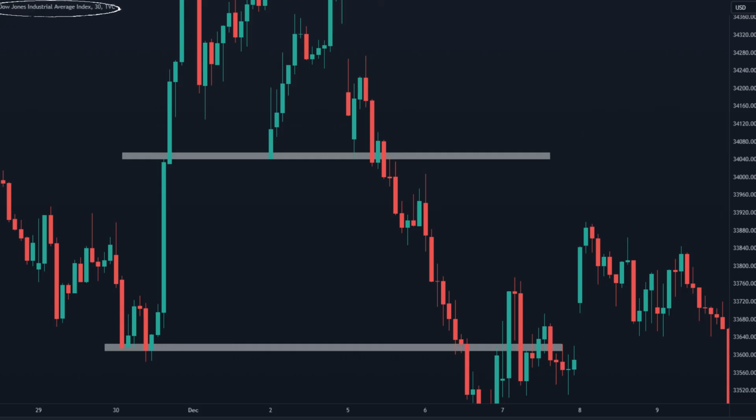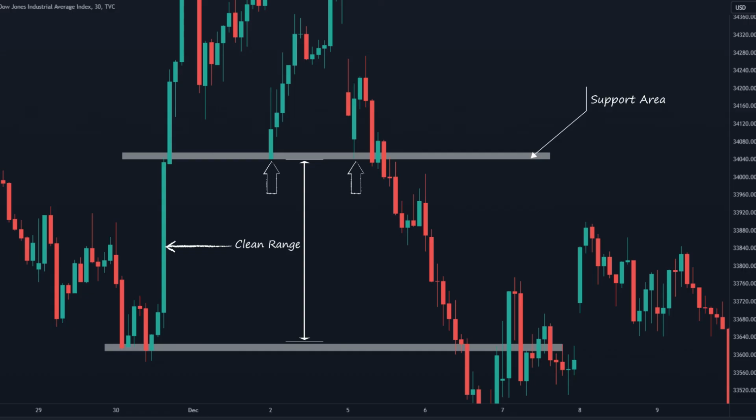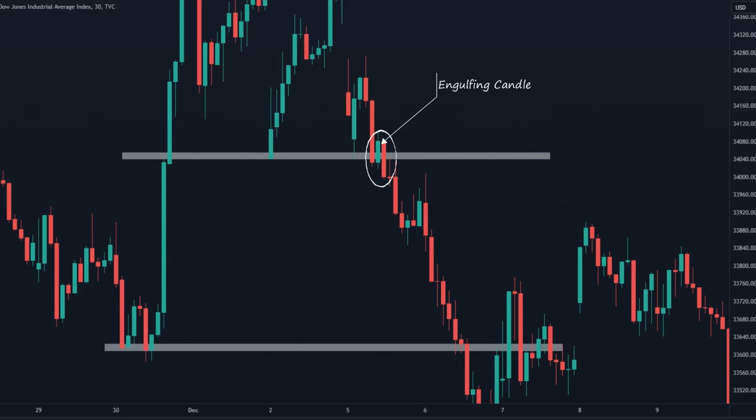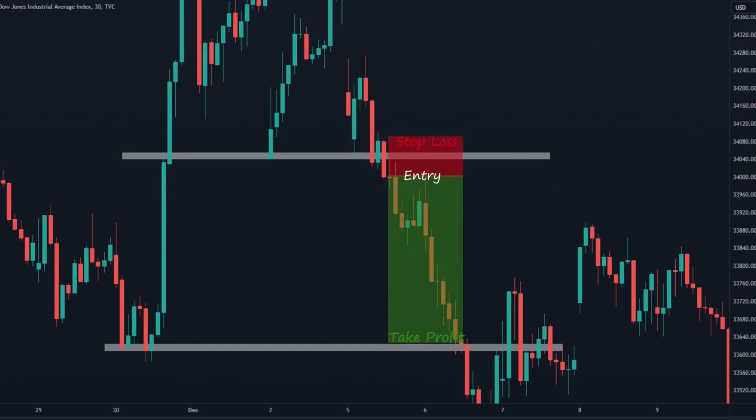Another example of the Dow Jones 30-minute time frame. We have a support area tested 2 times, and this big candle gives us a clean range to trade. Finally, we have an engulfing candle closing below support, which gives us a good selling opportunity with a stop loss above its wick and targets the next support area.